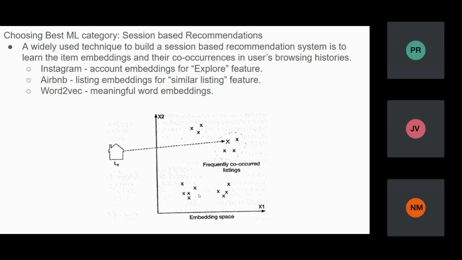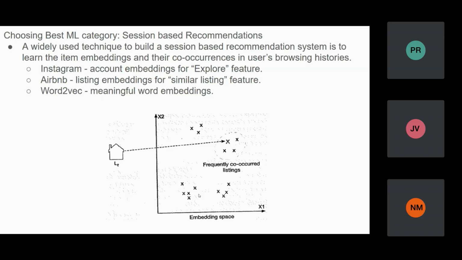So this is the way embeddings are created by platforms for different uses. Instagram uses account embeddings for the Explore feature, recommending different kinds of content depending on the user's activity on the platform. Similarly, Airbnb uses listing embeddings for a similar listing feature, as we have seen in the first slide. Then we have Word2Vec, which is a process in natural language processing for creating meaningful word embeddings.